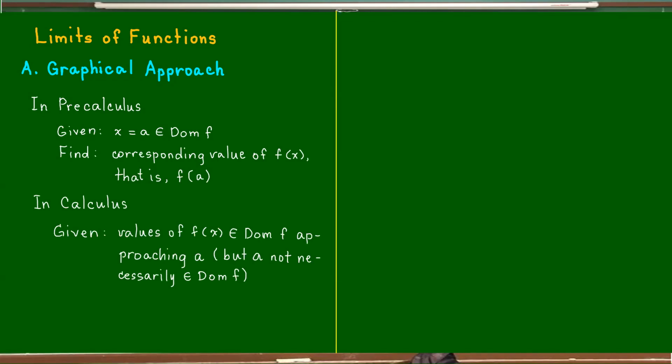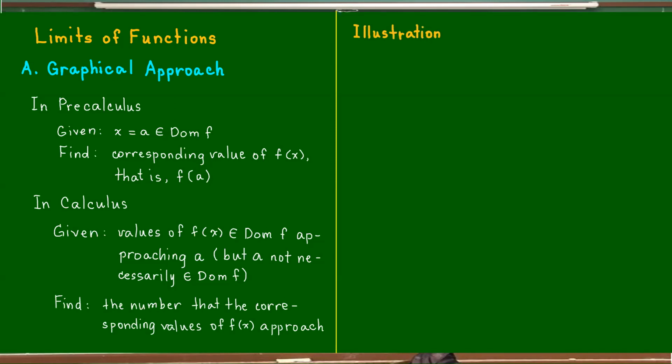So given values of x in the domain of f approaching a, but a not necessarily in the domain of f, we normally find the number that the corresponding values of f of x approach. Let us illustrate this graphically. Let's say I have this graph. Here, a is in the domain of f.